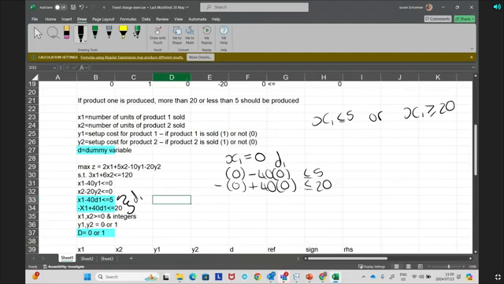If that doesn't work, the dummy changes to a 1. If that still doesn't work, then the value is not allowed. So we check. 0 minus 0 is 0, less than or equal to 5. That's true. 0 plus 0, 0, less than or equal to 20. That's true. Both are true, so the value is allowed. That's what we wanted. That's good.